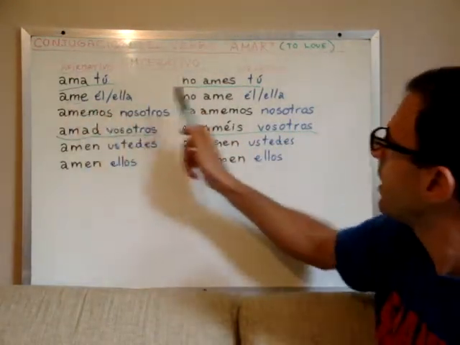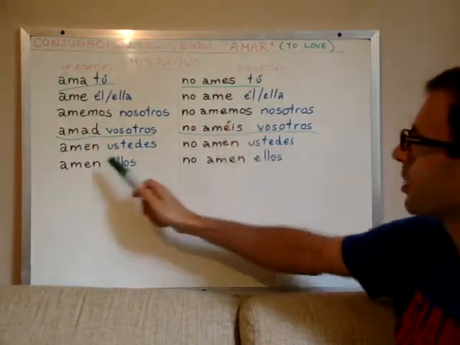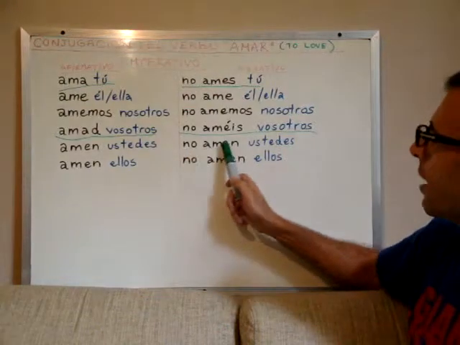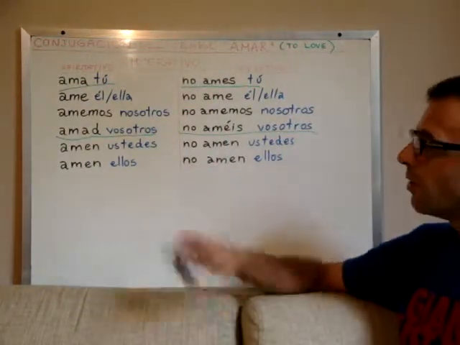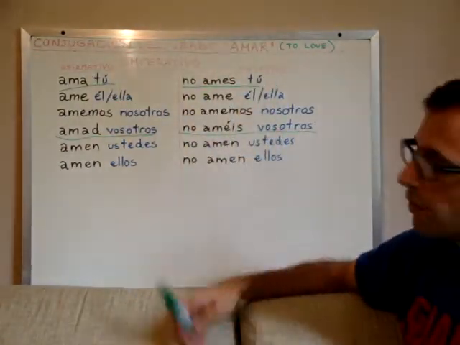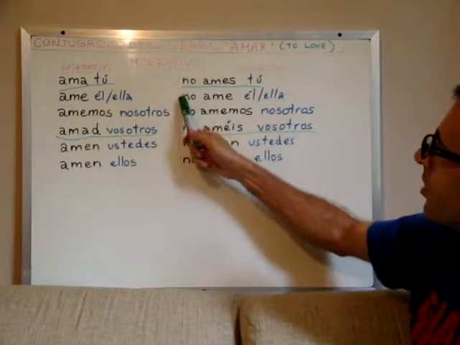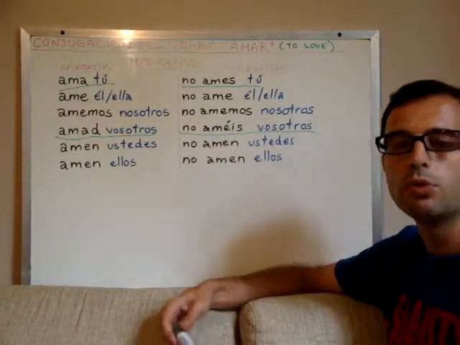You can see ame, no ame, amemos, no amemos, amen, no amen, and amen and no amen, right? So the others remain the same for the affirmative and for the negative. The only difference is that they add the word no, that is a negation, right? That would be the do not, okay?